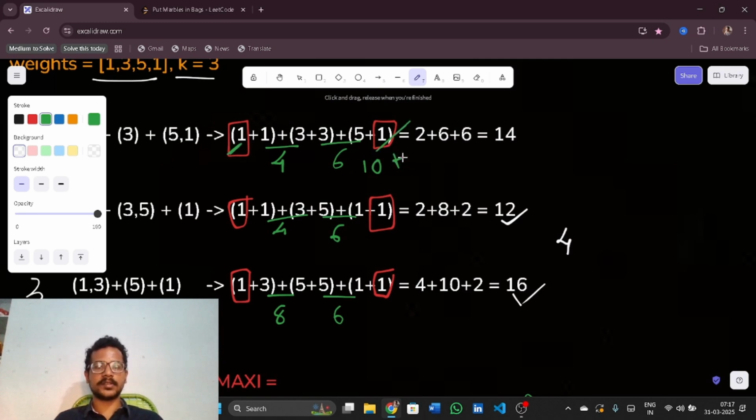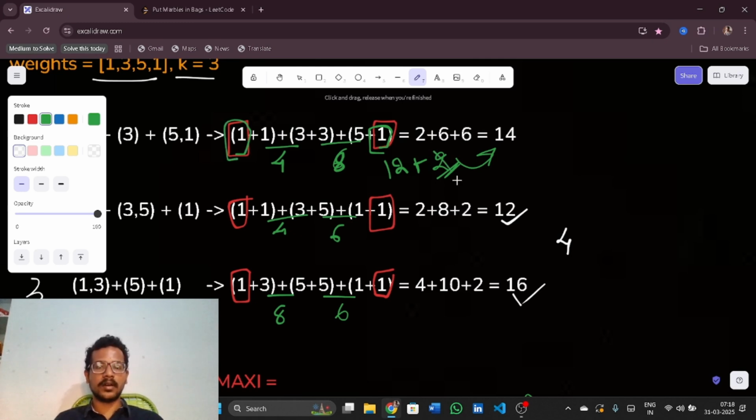So 5 plus 3 would be 8. Oh, sorry. Here it would be 8. So 8 plus 4 is 12. 12 plus 2 would give me 14. Why am I adding this 2? Because I have removed the last one and the first one.